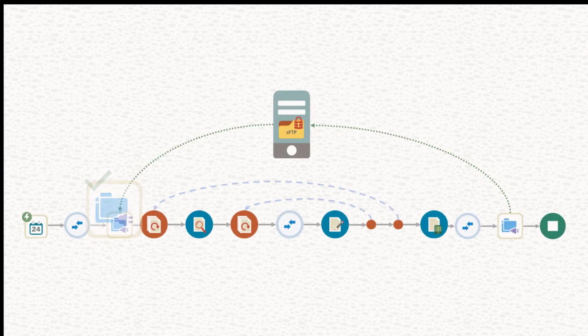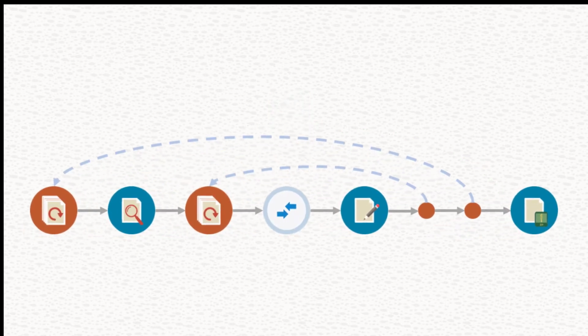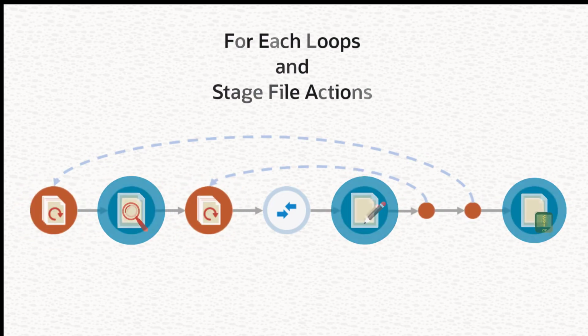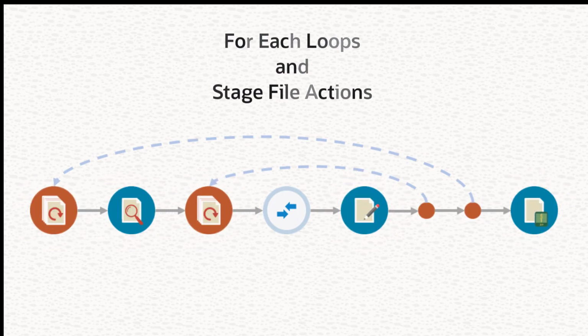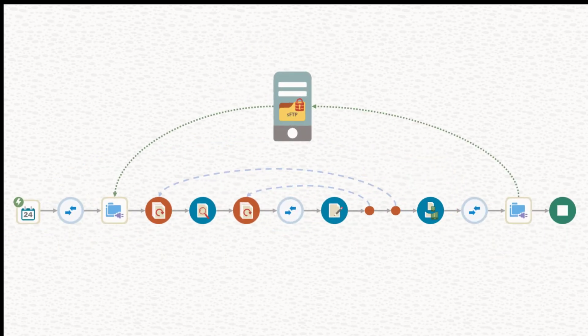Now we configure the integration to loop through and process each unzipped file. Those actions are specified by configuring for-each loops and stage file actions. We'll take a closer look at those steps in some other conversations. But once we have the processed file zipped back up, we'll invoke the FTP adapter again, this time to put the new zip file onto the FTP server.